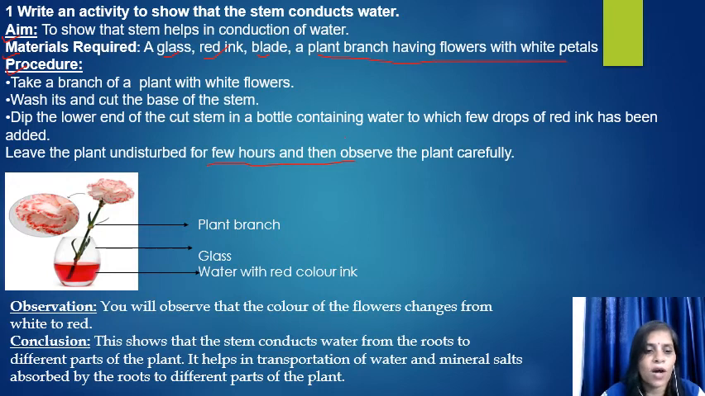Now what will happen after a few hours? You will go and observe. You will see what happened. You will observe that the color of the flower changes from white to red. So how did it happen? What do you conclude from it? What result do you get out of it? This shows that the stem conducts water from the roots to the different parts of the plants. It helps in transportation of water and mineral salts absorbed by the roots to different parts of the plants.